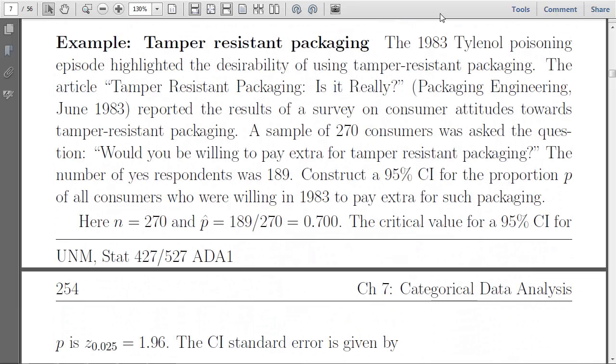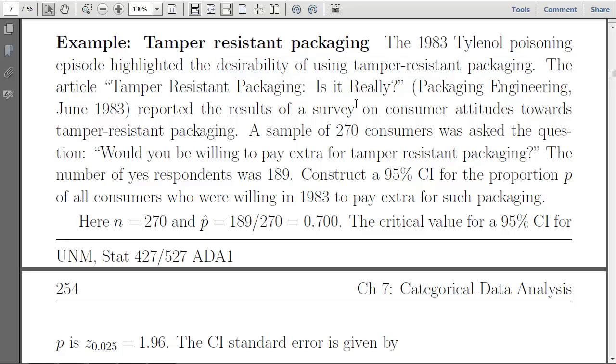Tamper-resistant packaging. In 1983, I actually sort of remember this as a child, there was a Tylenol poisoning episode, and it became a big deal. It was highlighted in the media, and there became this desirability to use tamper-resistant packaging. Before then, there wasn't all the foil on medicines. You just open it, and the pills would fall out. You wouldn't have this additional blister seal packaging.